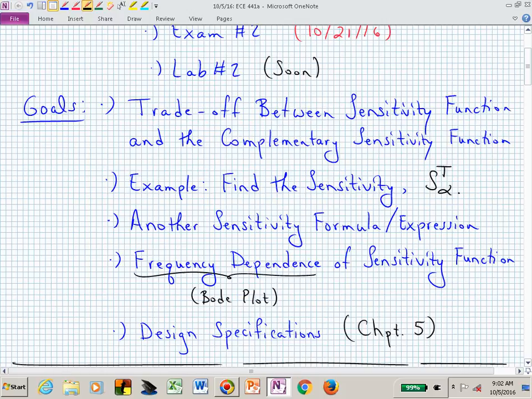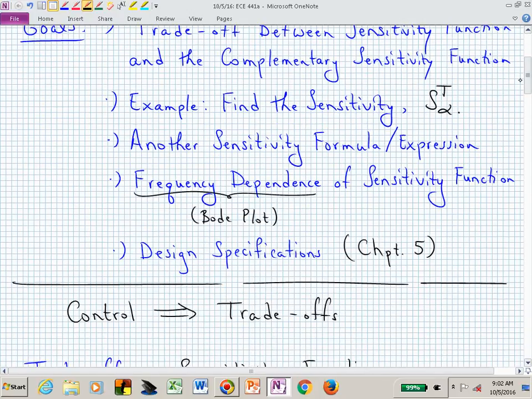You need to start getting up to speed on the Bode plot because we'll be using that in our design later on in the semester. And as I said, maybe we'll get to chapter 5, but I sort of doubt it. That's on design specifications. How do we relate these S-plane pole locations to time domain performance specs?